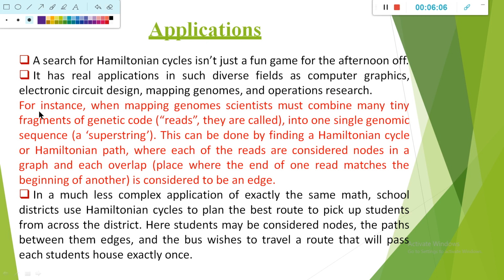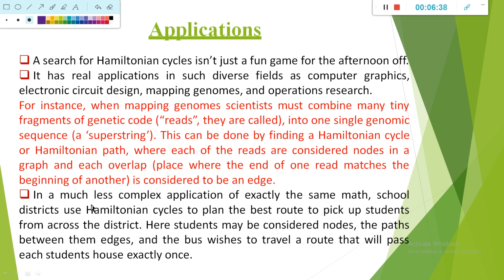One example is mapping genomes. In mapping genomes, scientists must combine many tiny fragments of genetic code called reads into one single genomic sequence called a superstring. This can be done by finding the Hamiltonian cycle or Hamiltonian path, where each of the reads is considered a node in a graph and each overlap is considered to be an edge. This is one application example you can see here.